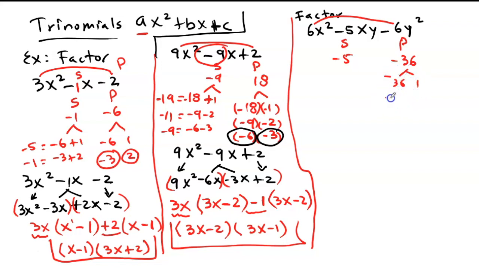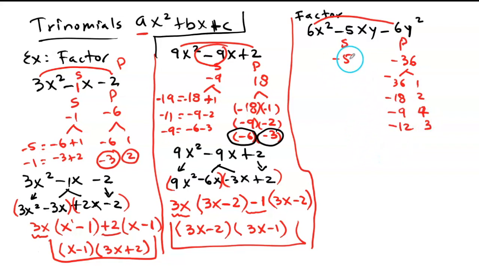36 and 1. Negative 18 and 2. Right? To get a negative, I need one negative. Negative 9 and, oh, hold on. Negative 9 and 4, right? I'm sorry, I was going to put 2. Anything else? 12 and 3, right?